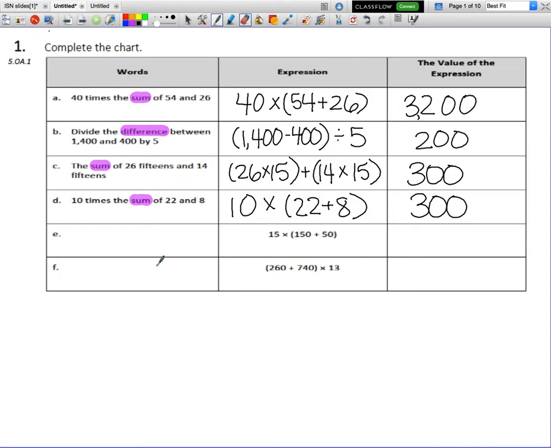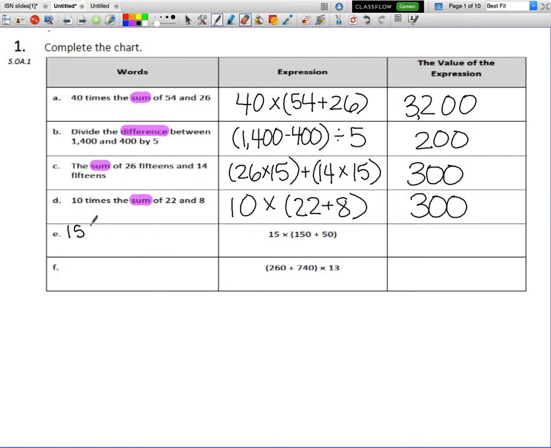It wants us to find the word form and then find the value. So right here, looking at this, I see I've got parentheses, so I know I need to use a solution word, and they are adding. So I know that solution word is going to be the sum. So I'm going to look at it in order, like I'm reading it like a sentence, starting with 15. So we're going to start with 15.